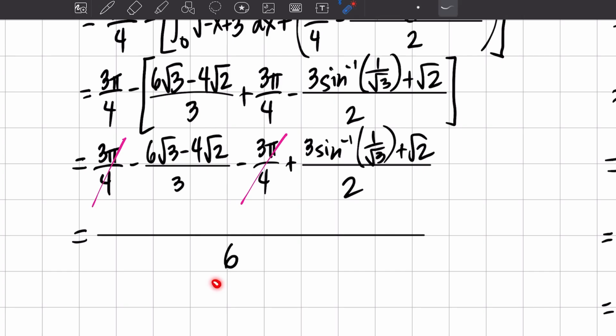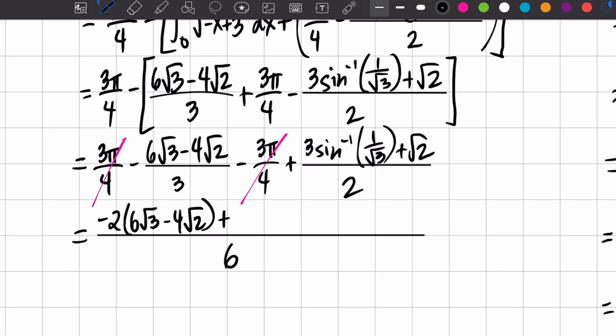Now 6 divided by 3 would give you a 2, multiplied by this entire thing right here. Take note that you have a negative sign. That's negative 2 times 6 square root of 3 minus 4 square root of 2. Then for the second term, 6 divided by 2 would give you 3. So that's 3 multiplied by 3 sine inverse of 1 over square root of 3 plus square root of 2.